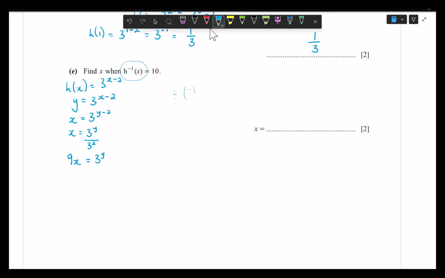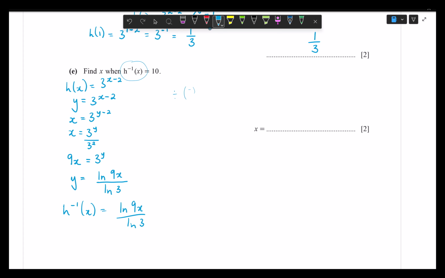Now, in order for us to get rid of this exponent, we are going to use logs, or some know it in full as logarithms. And in this case, I'm going to be using the ln function. And by so doing, I end up with y is equal to ln 9x over ln 3. h to the power of -1 of x is equal to ln 9x over ln 3. The question is not yet done.